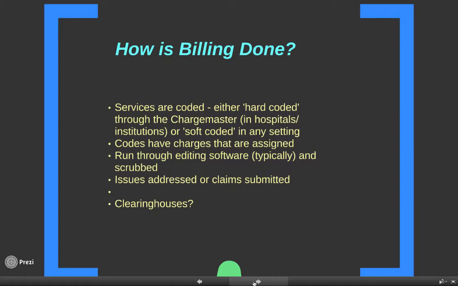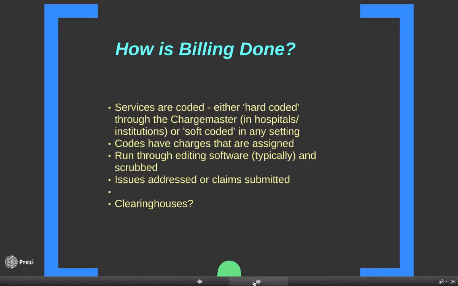So how is billing done? How does this process work? Well, it usually starts with coding. We'll talk a little bit more about coding, the codes themselves in a moment. But coding can happen in two different ways. In the hospital world, it happens in one of two ways.